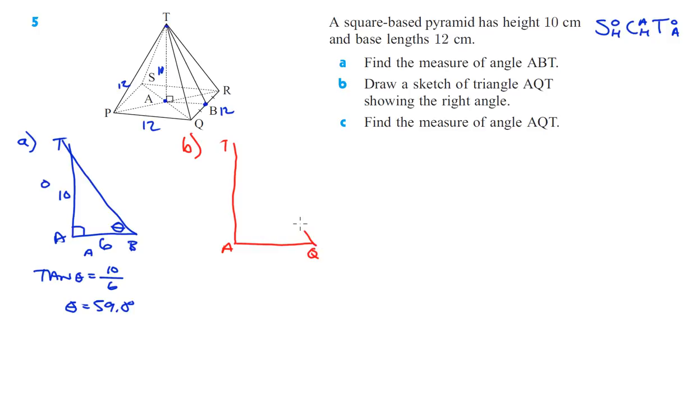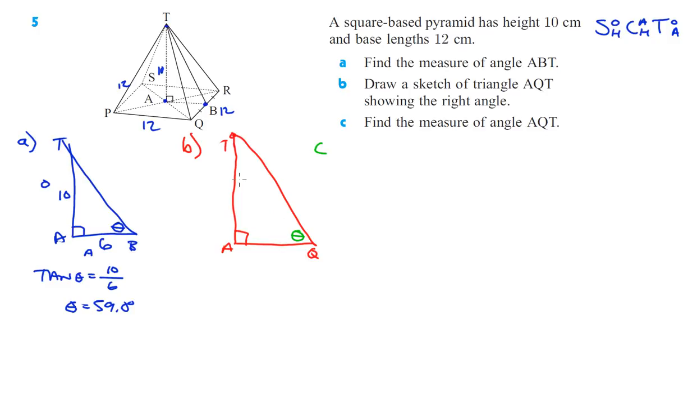And then Q goes all the way back up to T up here. Okay, so there is our right angle for B. Okay, so there's AQT, and then I'm sure that's going to help us figure out what C is. So C is find the measure of angle AQT. So find this angle here.